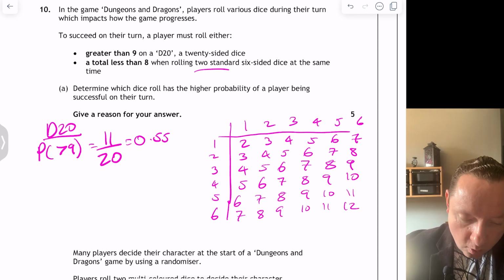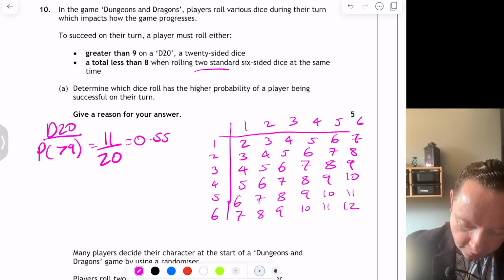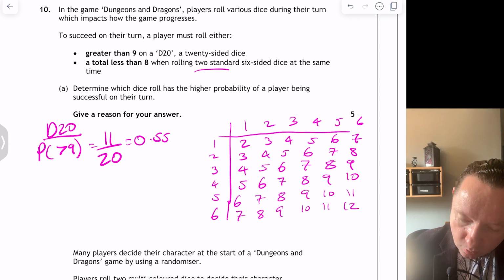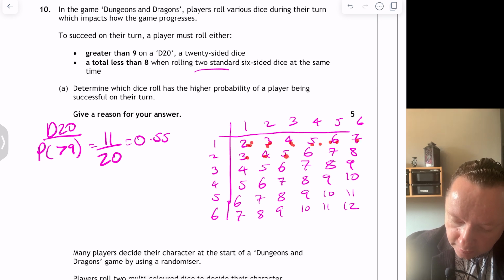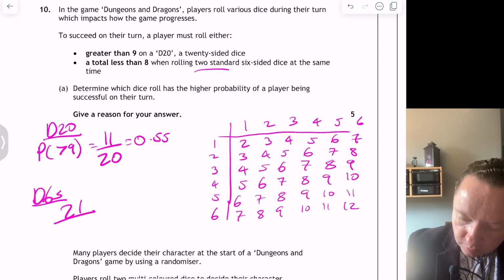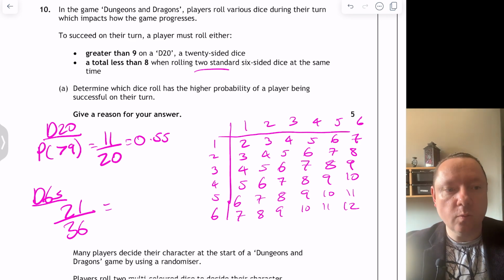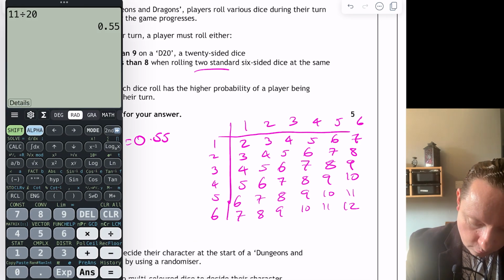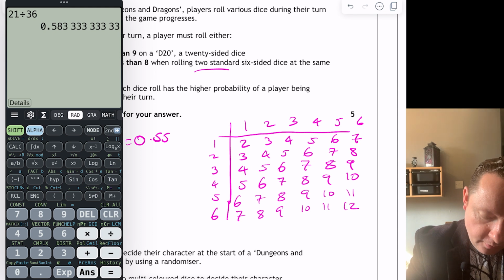And then it says we want a total of less than 8. So how many of these are less than 8? Well, we can just check that by counting. 1, 2, 3, 4, 5, 1, 2, 3, 4, 5, 6, 7, 8, 9, 10, 11, 12, 13, 14, 15, 16, 17, 18, 19, 20, 21 are less than 8. So on the D6s, we've got 21 out of how many is there? 6 by 6. 6 times 6, 36, or count them. So it's 21 out of 36, which is 0.583.